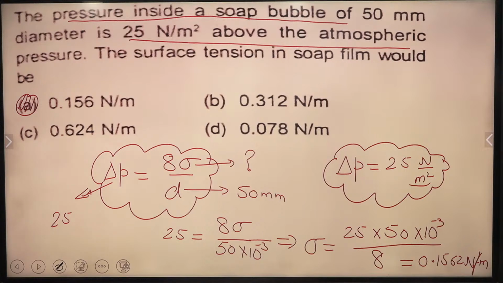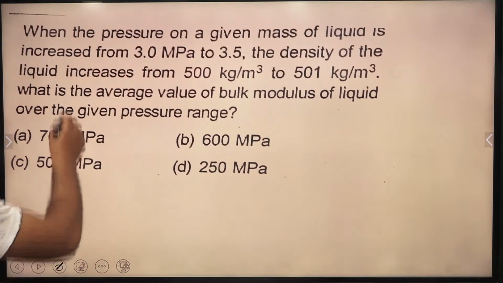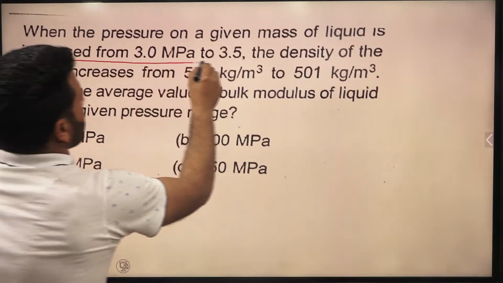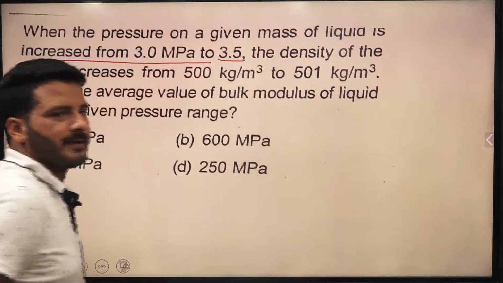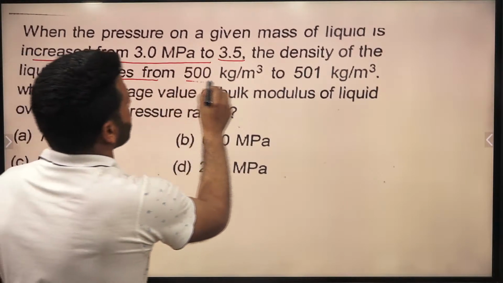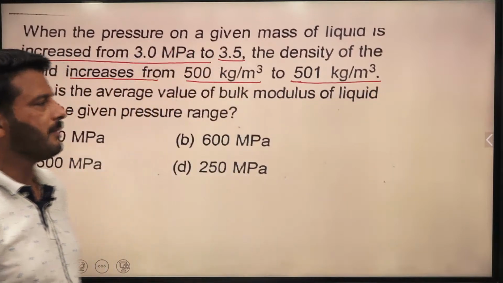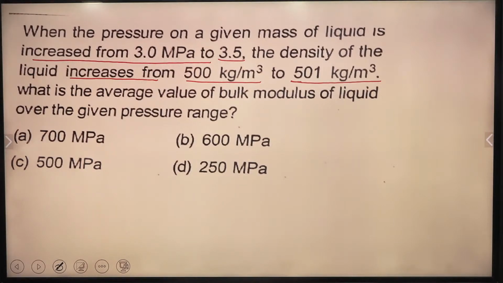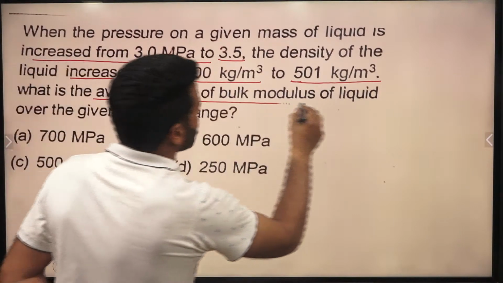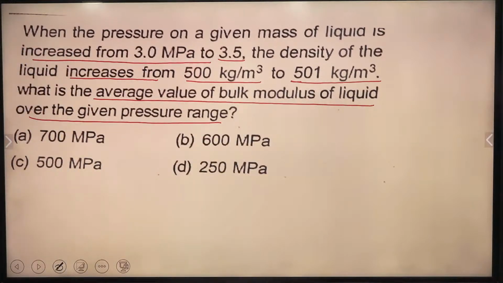Fine. So let's proceed to the next question. When the pressure on a given mass of liquid is increased from 3 megapascal to 3.5 megapascal, the density of the liquid increases from 500 kg per cubic meter to 501 kg per cubic meter. So there is a change in density and a change in pressure. What is the average value of the bulk modulus of the liquid over the given pressure range? So we have to find the value of the bulk modulus.